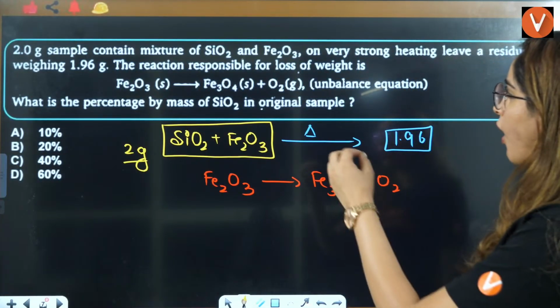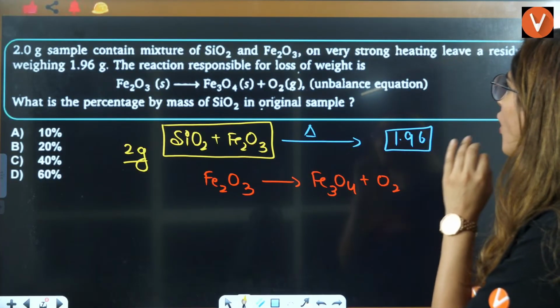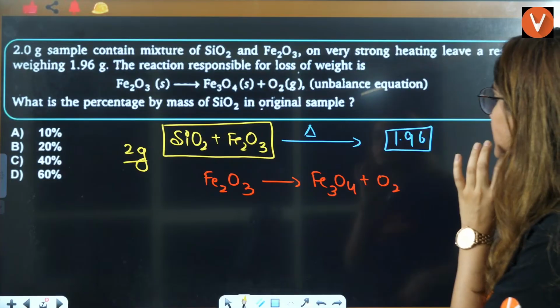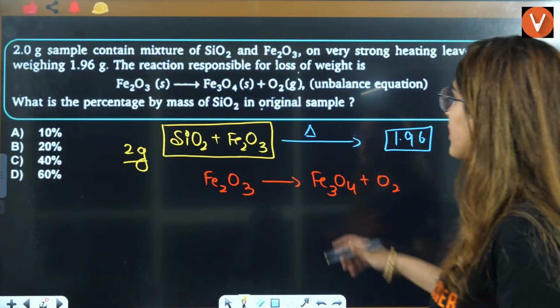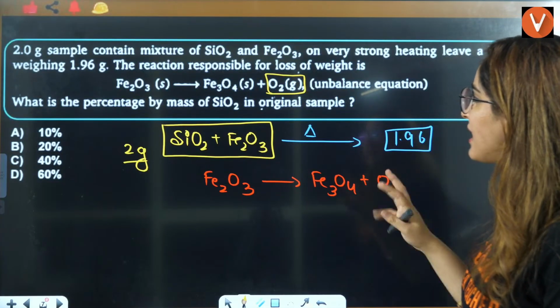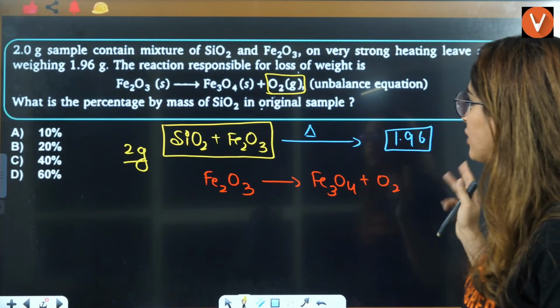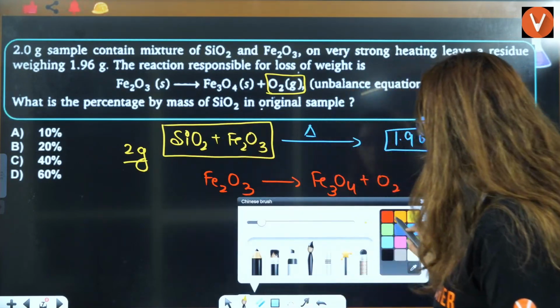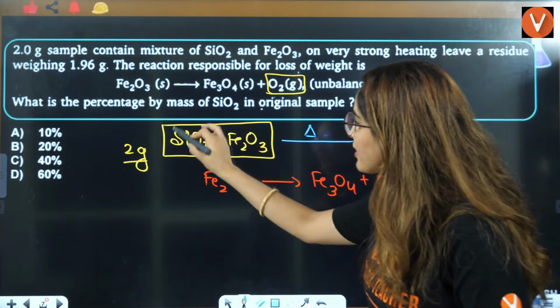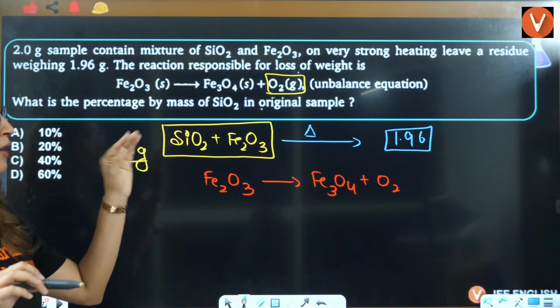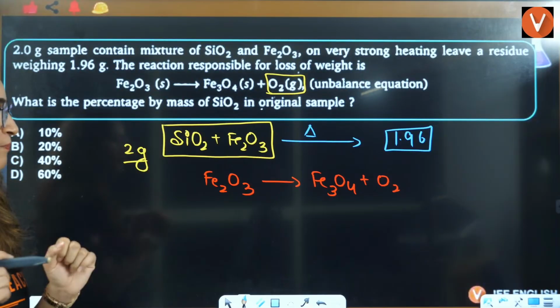Now, after the reaction, the possible loss of weight is this. That means how much weight we have lost, which is the O2 that is lost. What is the percentage by mass of SiO2 in the original sample? That means you have to calculate the value of SiO2 here in the original sample. These are the kind of questions they ask you in the exam.